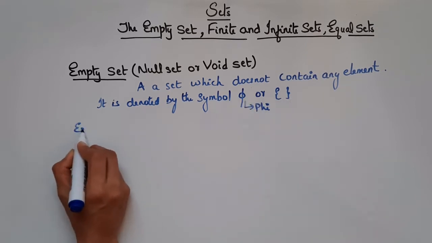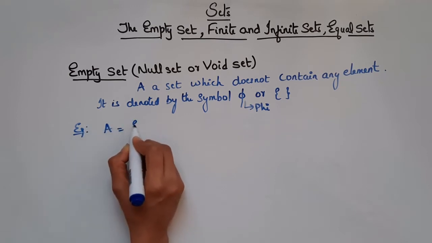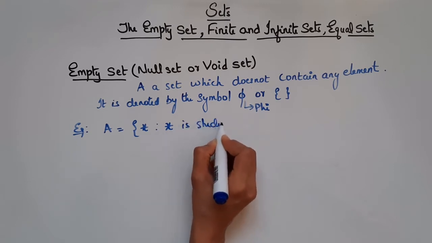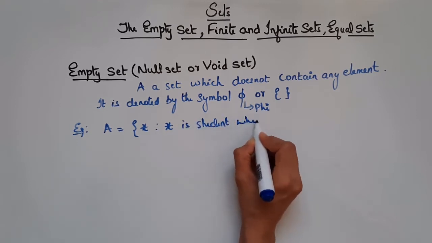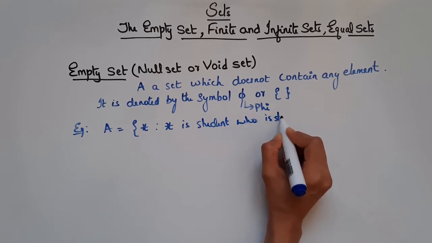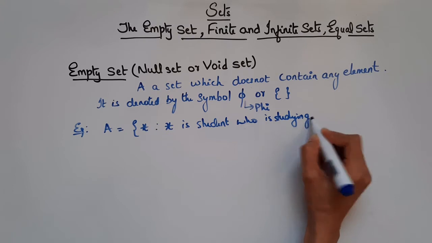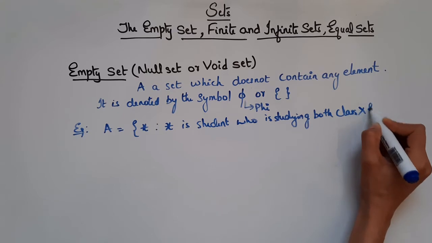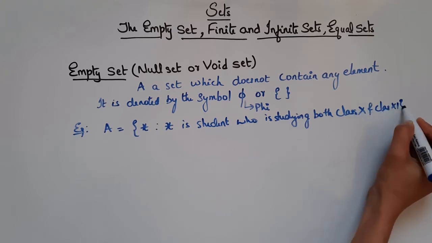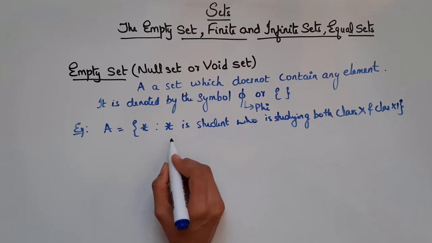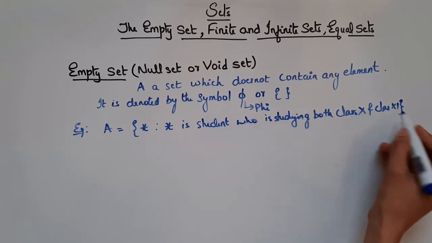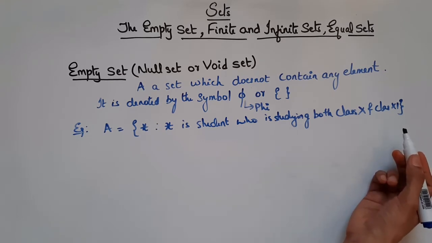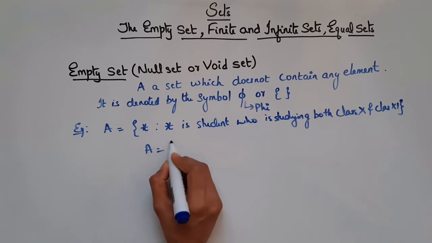Let me give an example. Let's take a set A where x is an element such that x is a student who is studying both class 10 and 11. So if you see this example, here x is a student who is studying both class 10 and 11. This is not possible. A student cannot simultaneously study both class 10 and 11, right? So therefore the set A is an empty set.